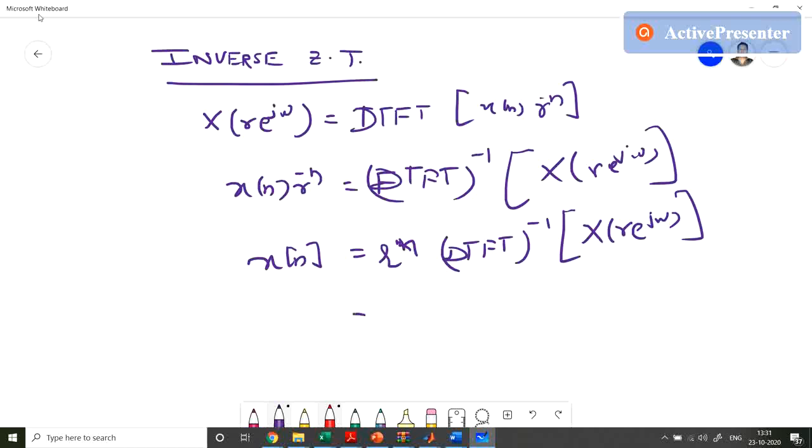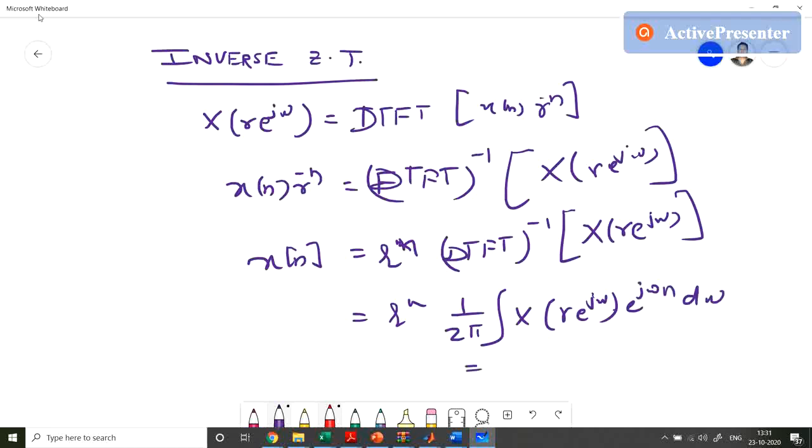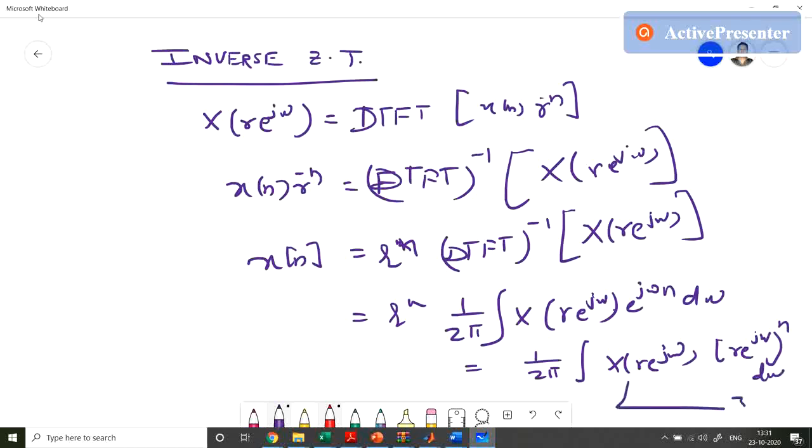So what we finally get, if we just see the relation and treat omega as continuous, is 1 divided by 2 pi times the integral of X(r e raised to the power j omega) r e raised to the power j omega n d omega. So this is equation number 3.